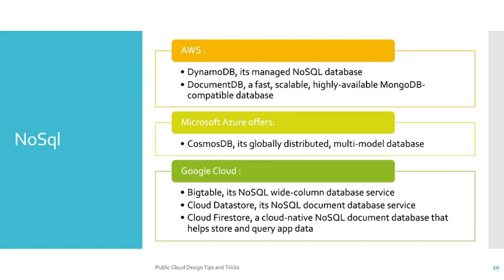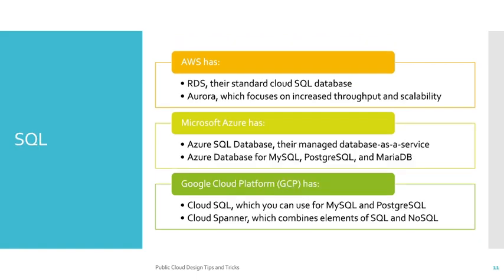Now, what are the services that these vendors are providing? Like AWS, they provide DynamoDB. It's a managed NoSQL database, so you do not have to worry about the management of DynamoDB. DocumentDB is also there. It is a fast, scalable, highly available MongoDB compatible database. Microsoft Azure has a beautiful solution known as Cosmos DB. It's a globally distributed multi-model database system. And Google Cloud has Bigtable and Cloud Datastore. These are all there with respect to NoSQL databases.